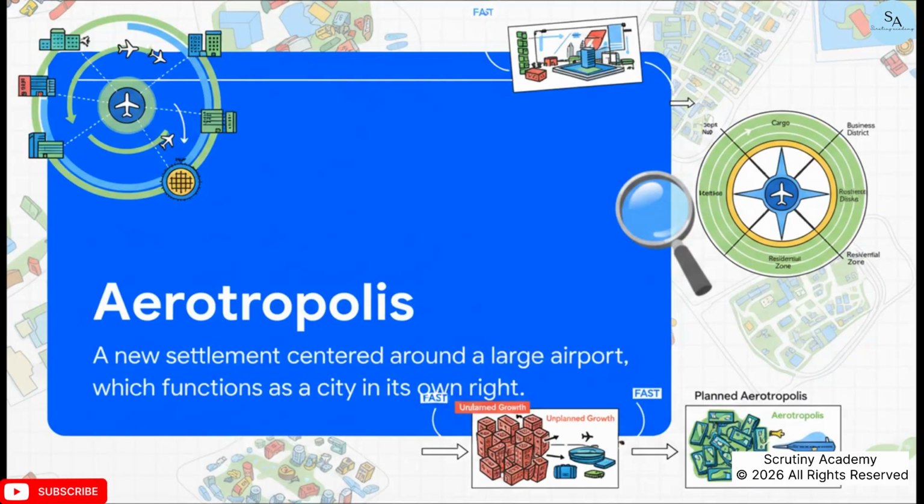Now let's look at something totally different, a really modern concept that's the opposite of that unplanned growth, the aerotropolis. It's basically a city built around a massive airport. The airport itself becomes the new city center. The areas around the Bengaluru or Hyderabad airports are great examples. It's a really fascinating, planned way of thinking about settlements.